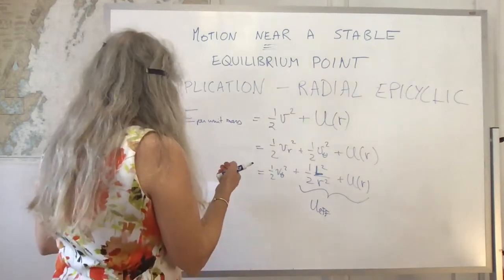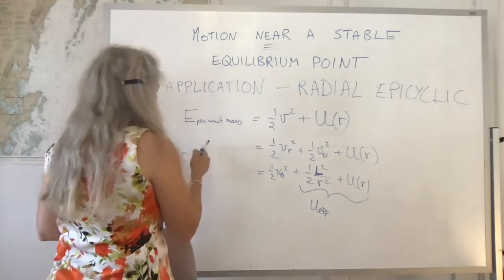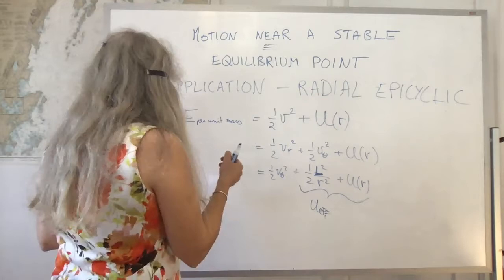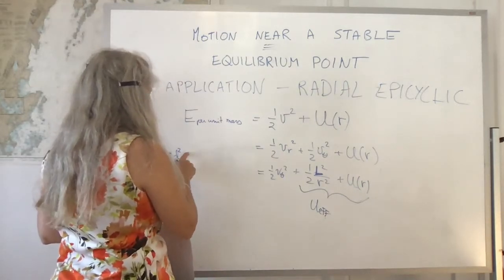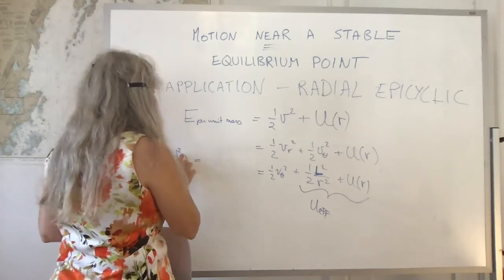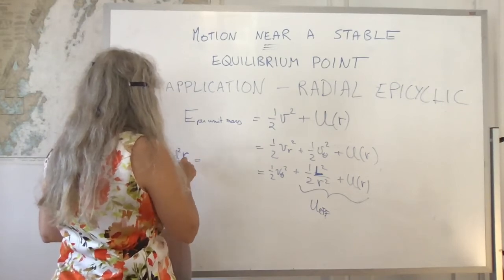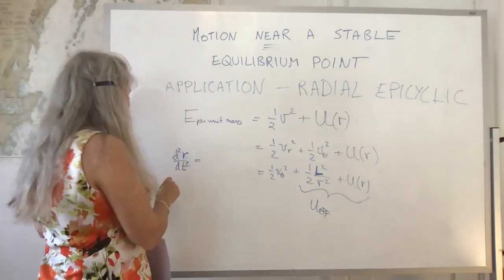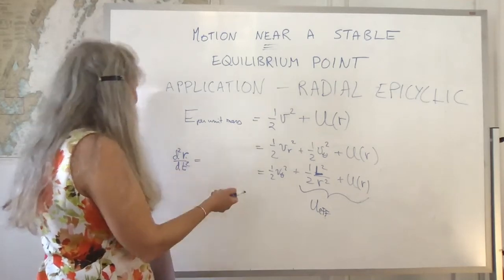That's not what I want to do. I want to do d, let's call the position, the radial position, A or something. d r squared is equal, this is what I mean, d r d t squared. It's the acceleration. So we would have forces equal to mass times acceleration.